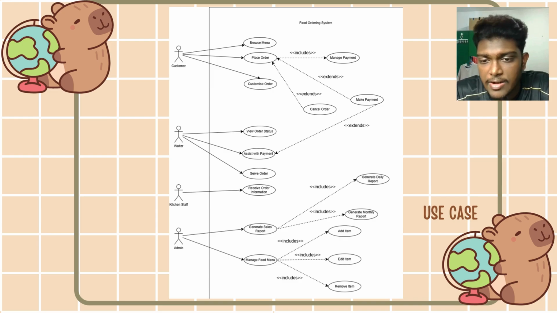Also, the slide also includes and extends based on the requirements that are needed in our project. Also, the summary is that we have ordering module, which handles browsing and customization on order placement, and also payment module, which manages direct or assisted payments. Kitchen module delivers order details for preparation, and also reporting module which generates admin sales reports, and also menu management module which administers the food menu items.